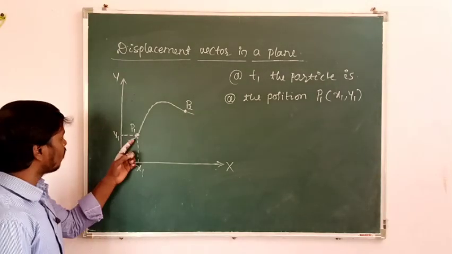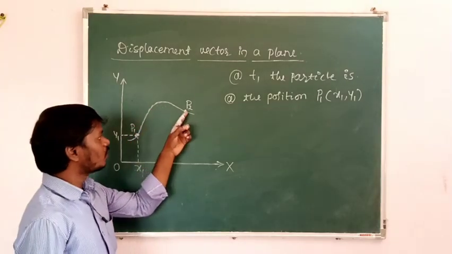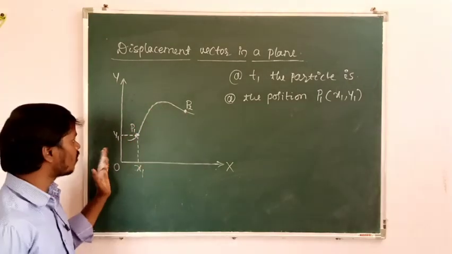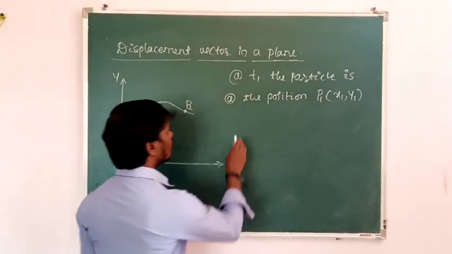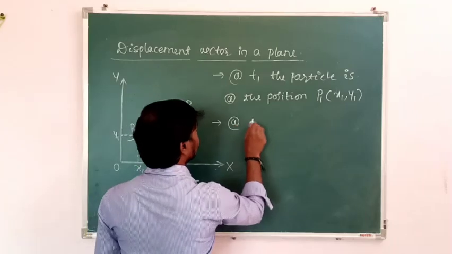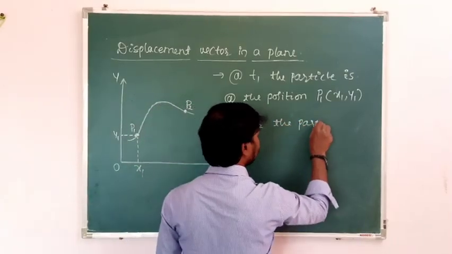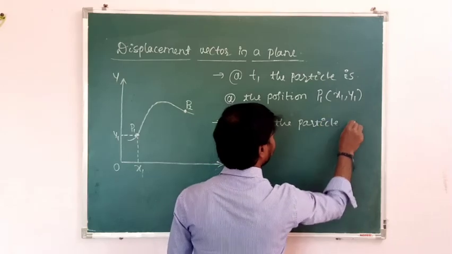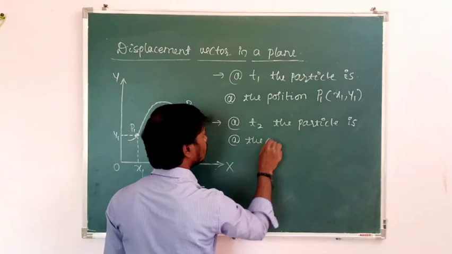At time t1 the position of the particle was p1. At the time t2 the position of the particle is p2 because the particle is in motion. Okay, at time t2 the particle is at the position p2.